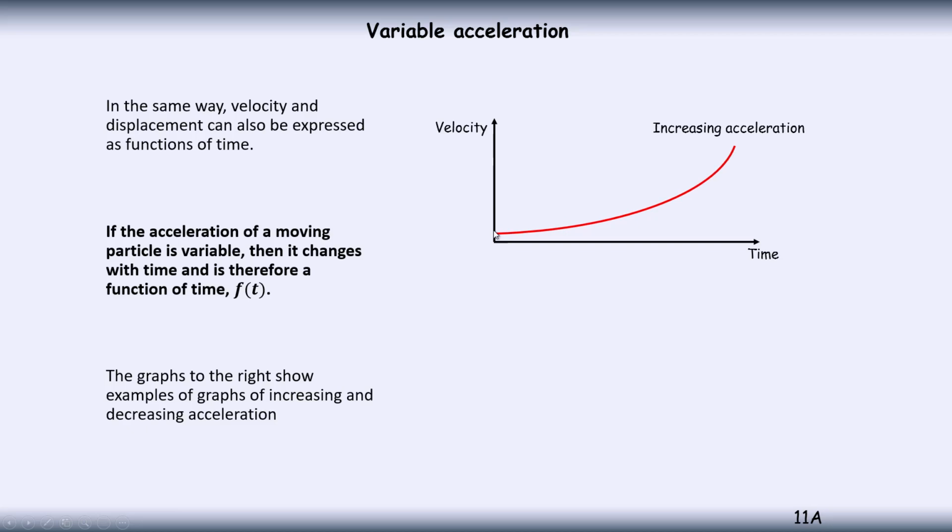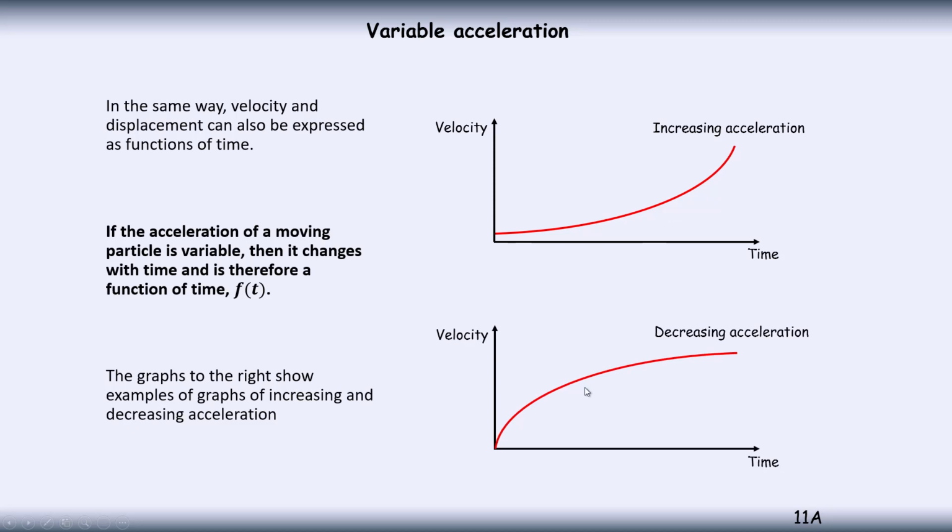First example, we've got increasing acceleration here. So it's the rate of change of velocity with respect to time. And as you can see, the gradient is getting steeper. And I've got a decreasing acceleration example. Velocity, change in velocity with respect to time again. And as you can see, the gradient is decreasing with time. So hit pause, make some notes, and we'll look at an example.